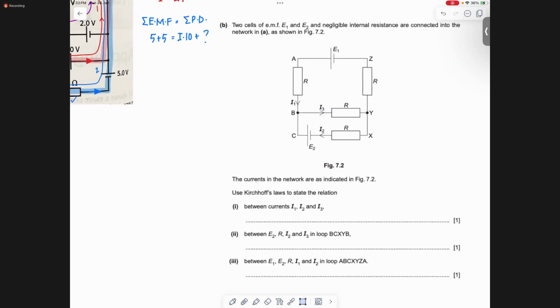Here. This is a past paper question, okay? Try it. Looking at the marks, you should get a hint that it's not that difficult. 1 mark each for everything.